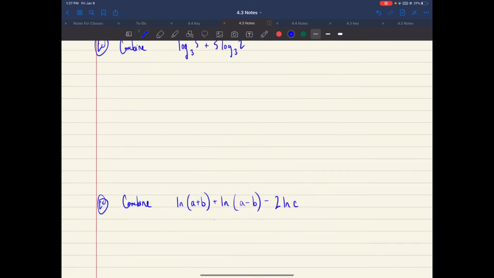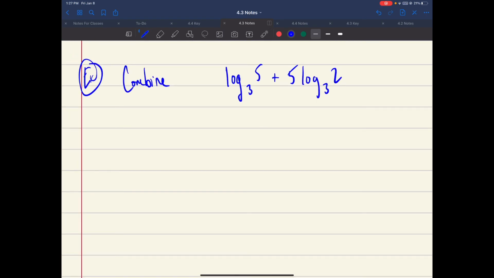Okay, so let's do the combine ones. Now we're just going to go backwards using those same laws. If we have an addition of logs, we can write those as 1 log. First, we have to put all of the constants back into the exponent. So this one says combine these two: log base 3 of 5 plus 5 log base 3 of 2. I'm going to make that log base 3 of 2 to the 5th.